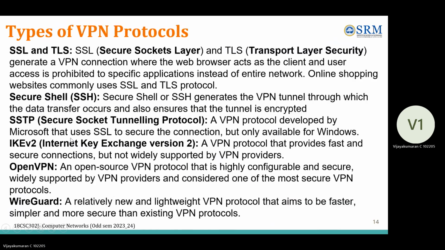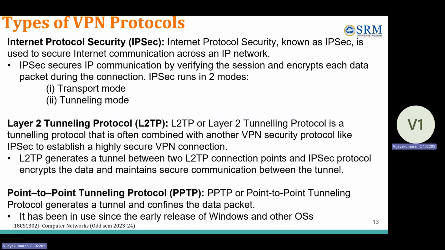Then we have different types of VPN protocols. Like the different types of VPN, we have different types of VPN protocols. Internet Protocol Security is the most famous protocol that provides tunneling capacity to the VPN. Internet Protocol Security, in short known as IPsec, is used to secure internet communication across an IP network, by verifying the session and encrypting each data packet during the IP connection between the entities.